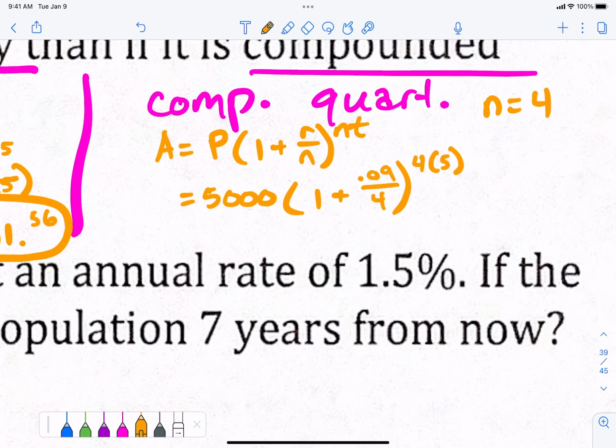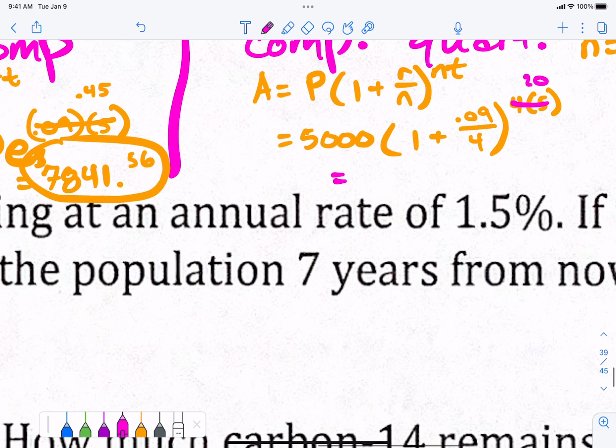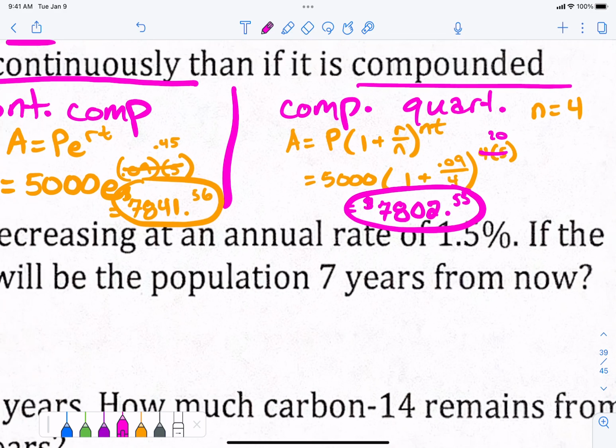Some of that stuff I would try to do in my head, like 4 times 5 is 20, I know for sure. 0.09 divided by 4 is a little uglier than that, but whatever. Try typing that in and see what you get. It should be a number that's a little less than 7,840. 7802.55.